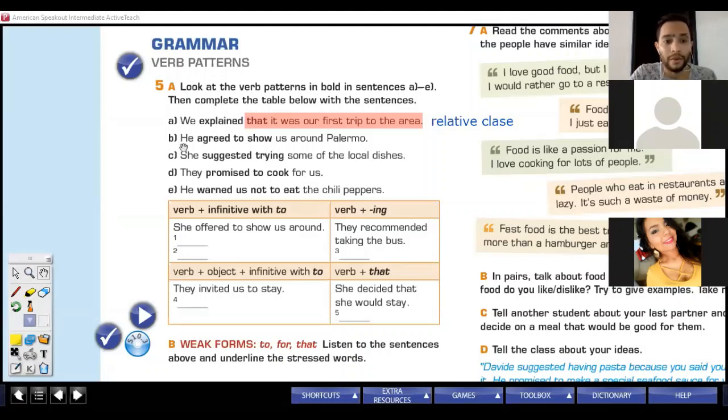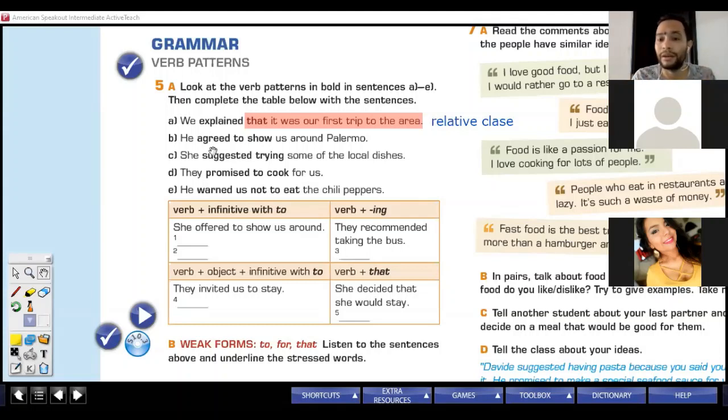In B, we have the following. Let's read it. He agreed to show us around Palermo. Once again, he agreed to show us around Palermo. Now, what do we have here? Again, we have a verb, which is the verb agree. Now, when we use the verb agree, we use a different pattern. As you can see right here, we don't use that this time. We have a second pattern.